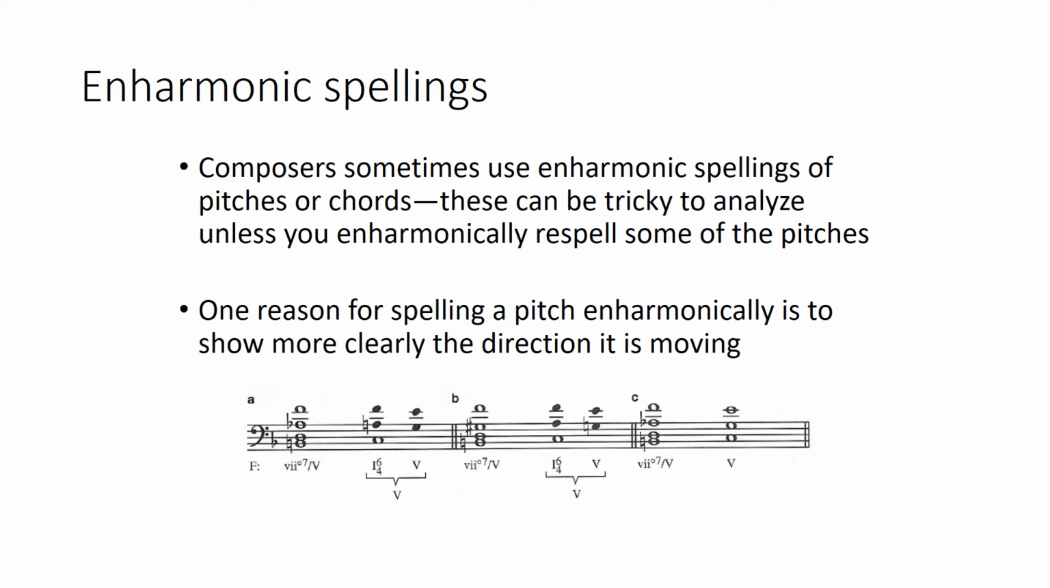One reason that a composer might spell a pitch enharmonically is to show the direction that it's moving in. So in this chord we see here, the viio7 of V, it's tonicizing C, and the literal spelling is B, D, F, A flat. But you'll see in the first version there, the A flat is moving to A natural. So a composer might say, I'm going to spell it as B, D, F, G sharp, and then the G sharp resolves up like it should. And of course they sound the same, so it's enharmonic.